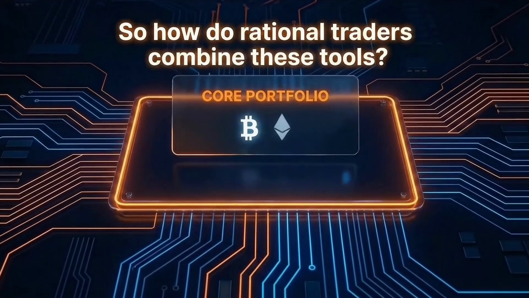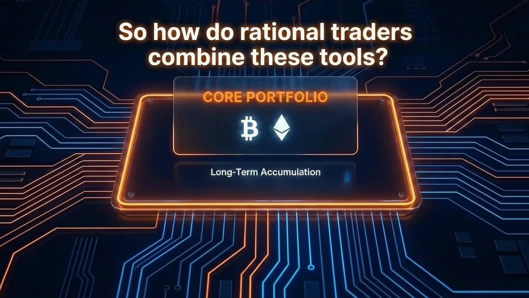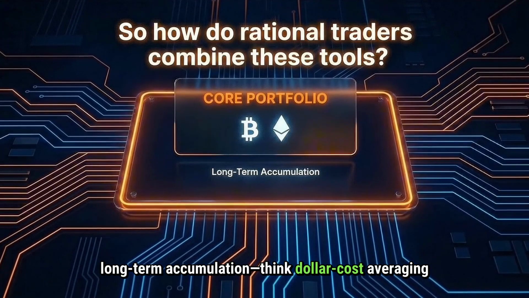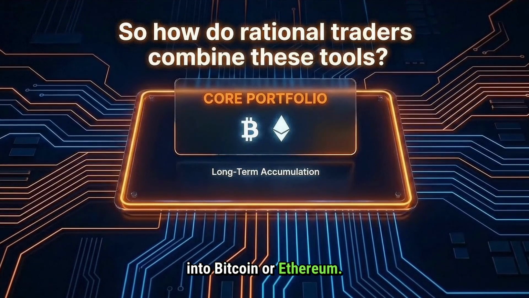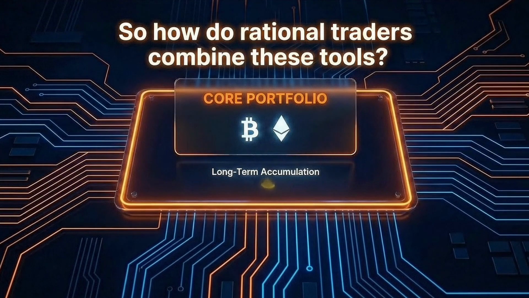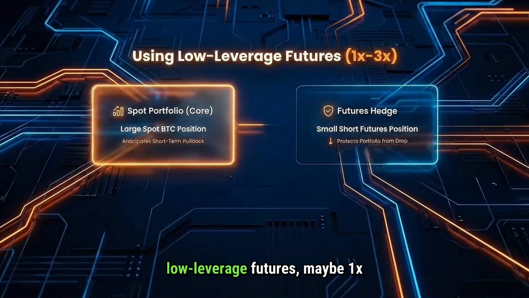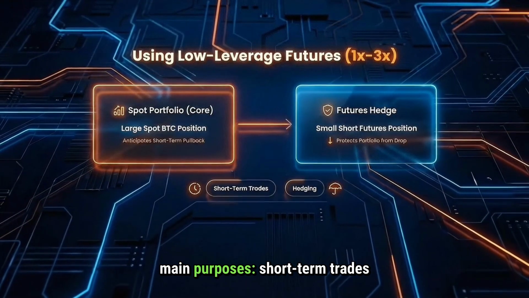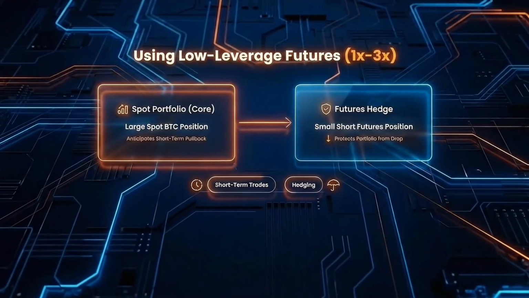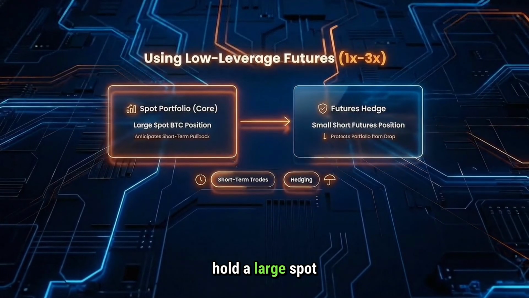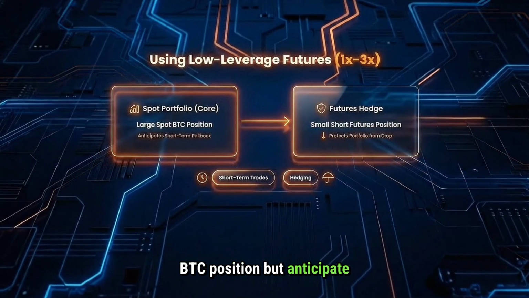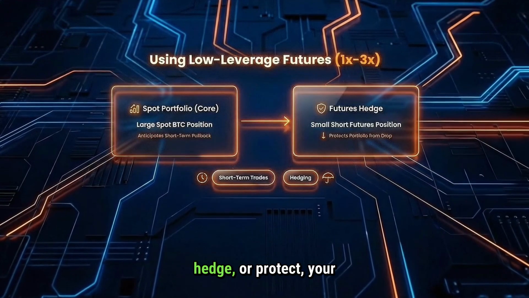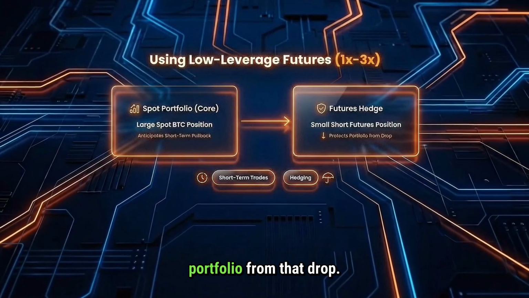So how do rational traders combine these tools? A common strategy is to use spot for long-term accumulation. Think dollar cost averaging into Bitcoin or Ethereum. This is your core portfolio. Then, they might use low leverage futures, maybe 1x to 3x, for two main purposes: short-term trades or hedging. For example, if you hold a large spot BTC position but anticipate a short-term pullback, you could open a small short futures position to hedge or protect your portfolio from that drop.